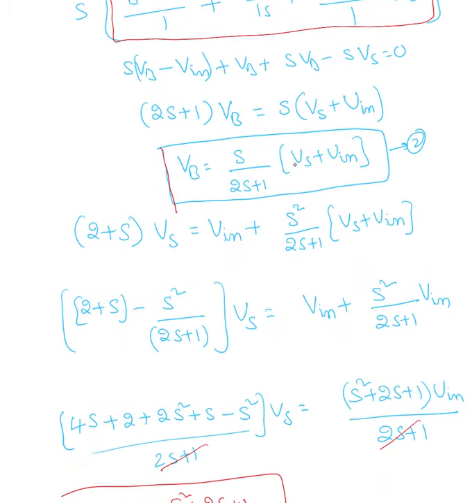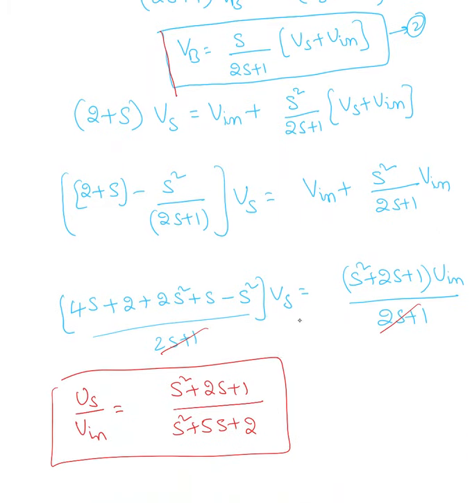Now I substituted Vb in equation 1. I ended up with the relation Vs over Vn equal to s squared plus 2s plus 1 over s squared plus 5s plus 2. This is the transfer function for the given circuit. I'm going to solve a few more examples finding the transfer function for the given electrical circuit. Thank you.